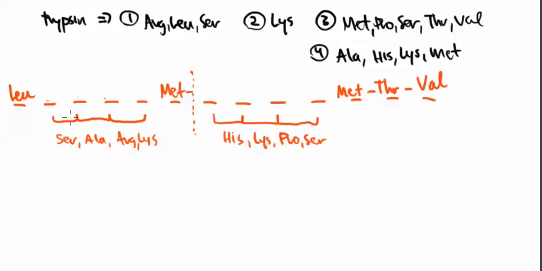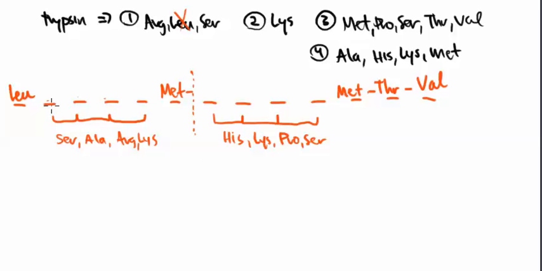Trypsin cleaves on the arginine and lysine side of things. So again, I kind of do the same thing. I look for leucine first. There's only one of those. I know that that leucine fragment, well, it's here. So leucine's already taken care of.